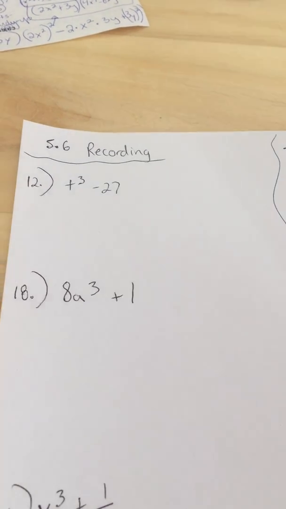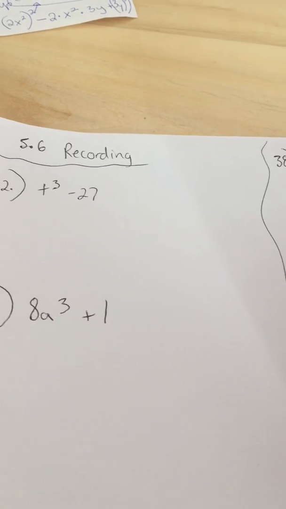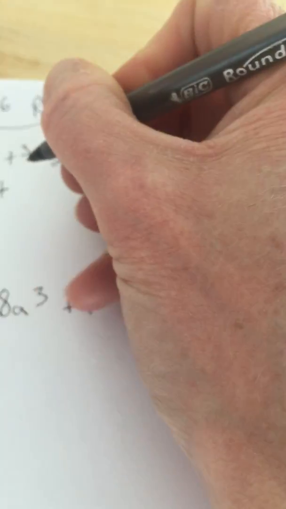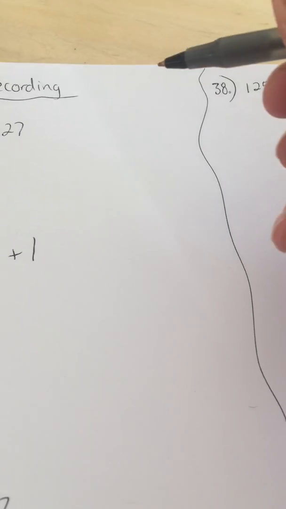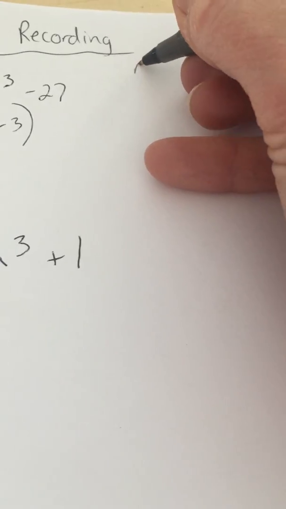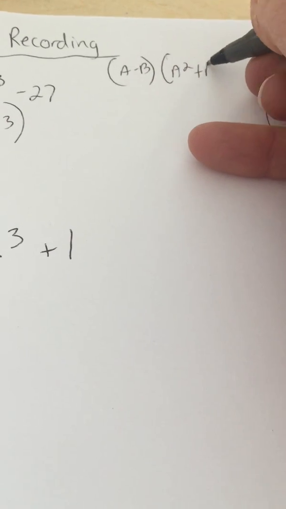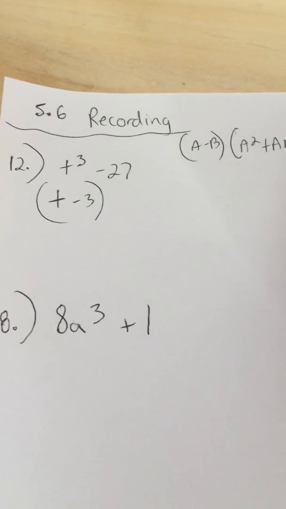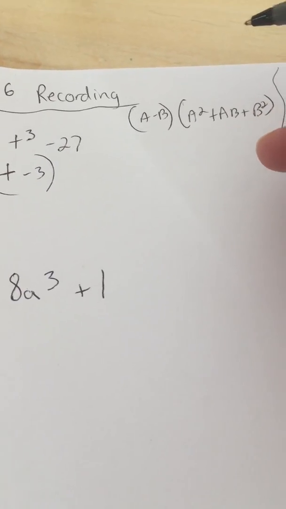Okay, 5.6 recording. And this first problem is a difference of cubes. So I'm going to make this t minus 3 because with difference of cubes, the formula is a minus b, a squared plus ab plus b squared. So that's what I'm going to turn this into. And so I have t minus 3.